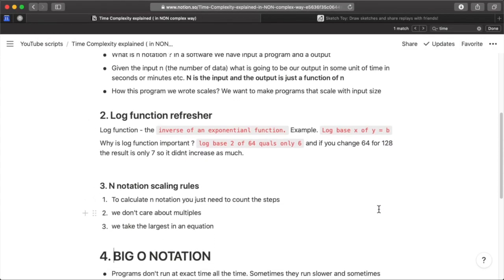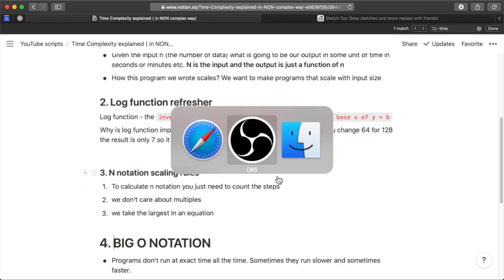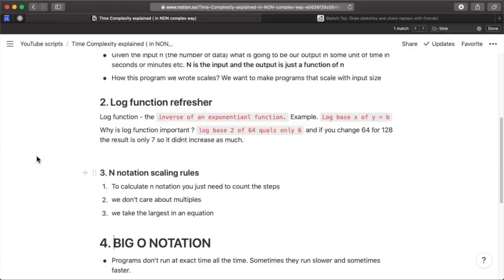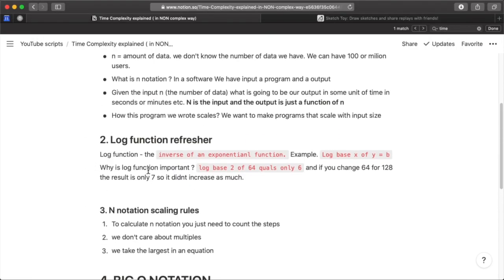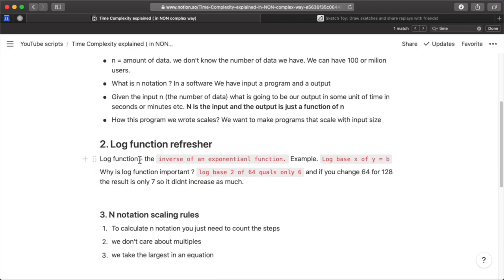And now for the second part, let's see if you can hear me. Yes, you can. So, I'm just going to help you refresh your knowledge on what a logarithmic function is.